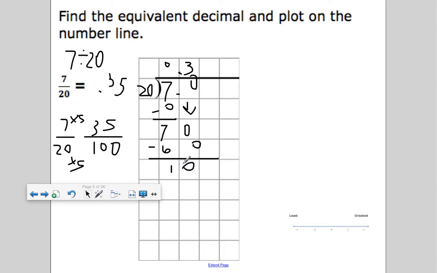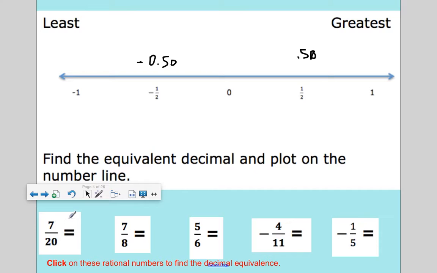Let's get rid of this remainder. Add another 0. I bring it down. How many groups of 20 go into 100? 5 groups. So the decimal equivalent is 35 hundredths. So 7/20 is equivalent to 35 hundredths. Where would you find this on the number line? I would find it right here.